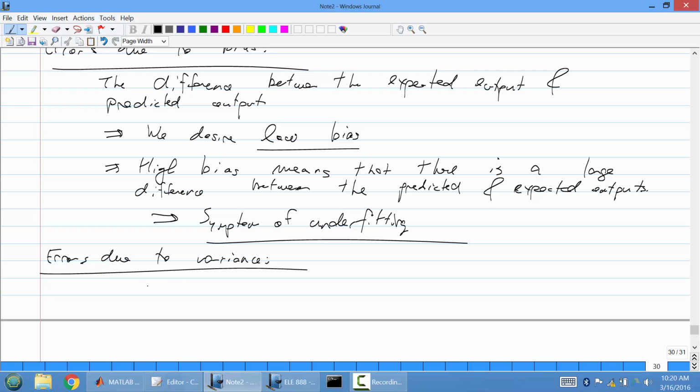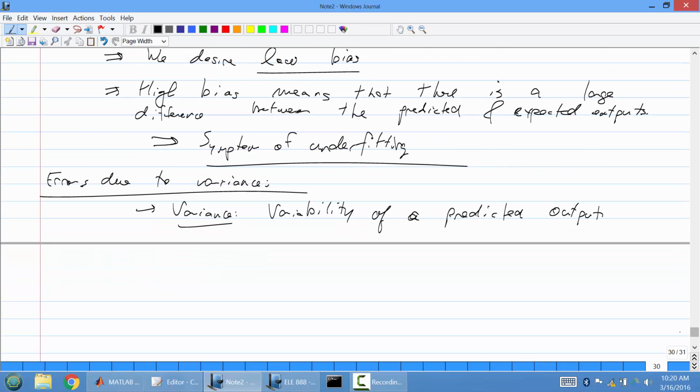Okay, so the variance, as we talked about before, is defined as the variability of a predicted function, or the spread of a predicted value. So the variance is defined as the variability of a predicted output. Okay? So usually what we desire is what's known as low variance, where if you have a particular input, you see a predicted output. If you change that input slightly, you would expect that the output undergoes similar small changes.